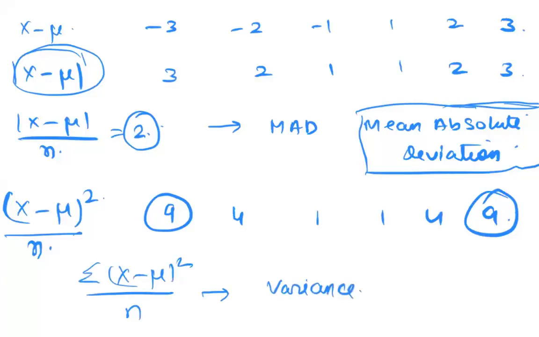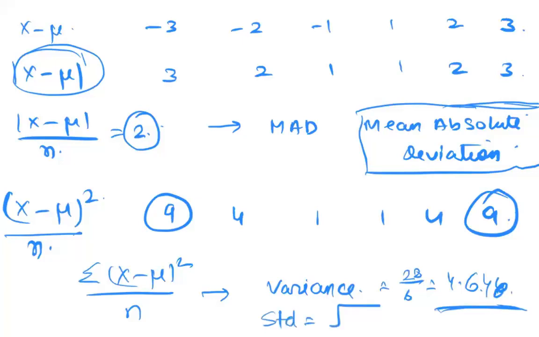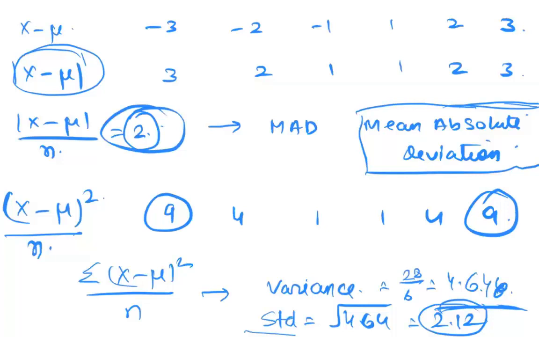So compute the variance: 13, 26, 28 by 6. So variance is 28 by 6. So that's how much? 4.64. This becomes your variance, and your standard deviation would be under root of this 4.64. Let's say 2.12 or something. Now, these are both similar measures. MAD is slightly lower than this squaring and under root.